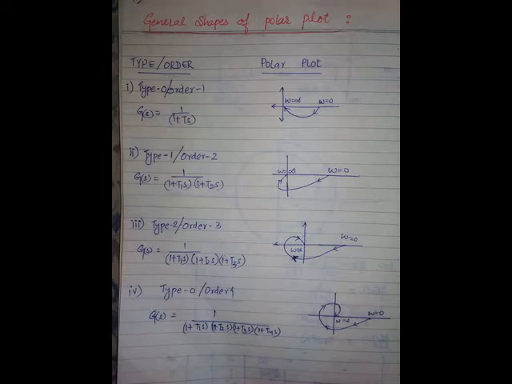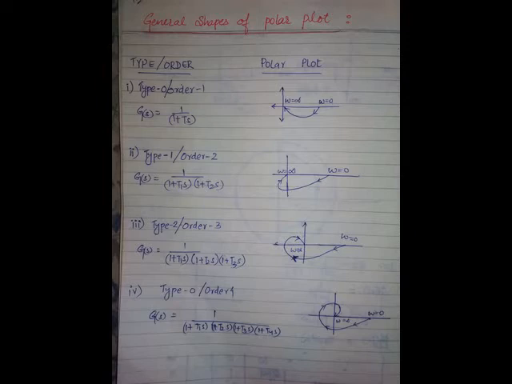So these are the general shapes of type 0 and different order combinations. The next one is type 1. With type 1, the order also is 1. The representation is 1 by s. So if you observe, the magnitude is 1 by omega and the angle is minus 90.